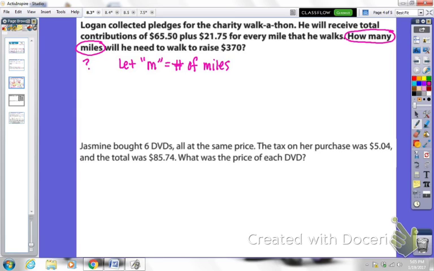And we need some other important pieces from the problem. So I know that he's already received this much plus $21.75 for every mile. And I want my total raised to be $370. So I'm going to take what he already got, $65.50, and add it to $21.75 for each mile, which is equal to my total of $370.